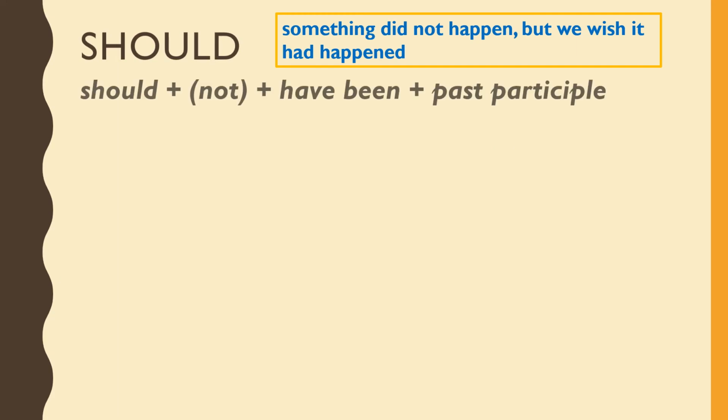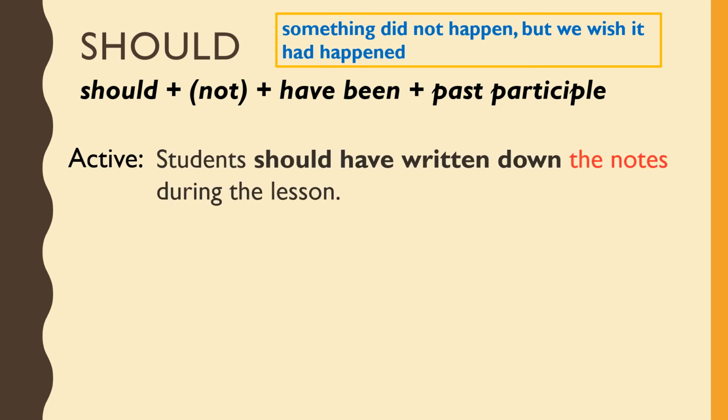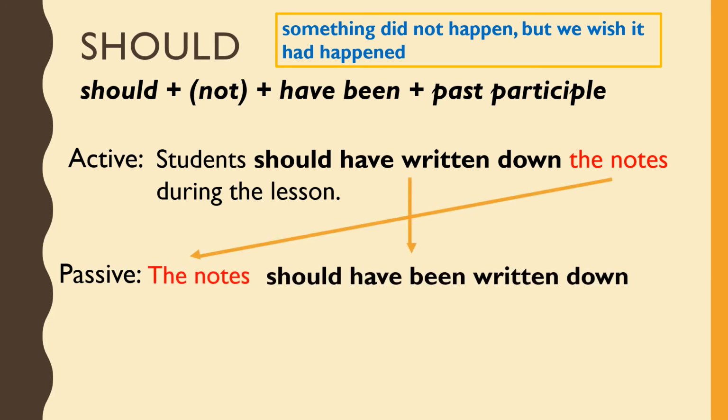Should have means that something did not happen, but we wish it had happened. In the situation, students should have written down the notes during the lesson. That means they are expected to write down the notes during the lesson, but they may not have. If we change this to a passive sentence, it will be the notes should have been written down during the lesson.